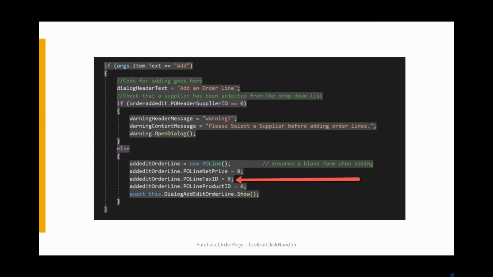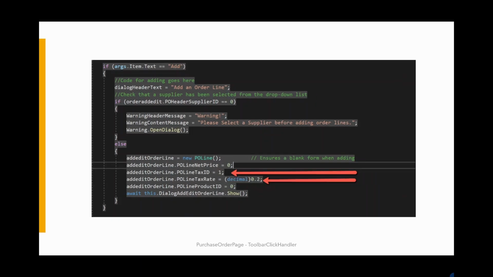The suggestion was made that to get around this behavior, the PO line tax ID should be set to 1. However, that didn't really get around the problem because simply setting the tax ID to 1 didn't populate the tax rate. So it also needed the second line setting the tax rate to decimal 0.2.